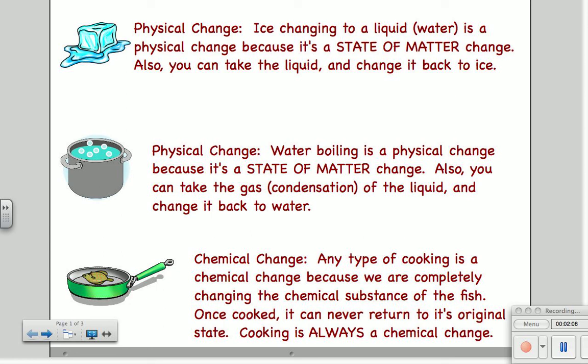I like to use the example in class of baking a cake. You put in the oil, the water, the eggs, the flour, the sugar for the cake, but you can never get those individual ingredients out again. It has completely changed. So those are some of the things that you're going to have to know for the COL.